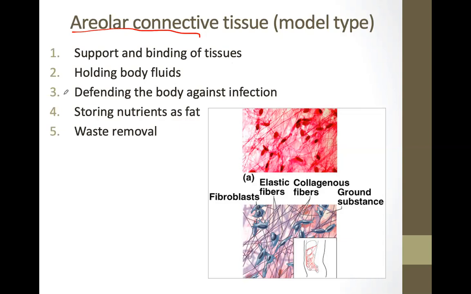They have a storage of fat, so they have some adipose cells inside of them, and they help remove waste products. So if there are waste products circulating in the body, they can actually end up in the areolar tissue.